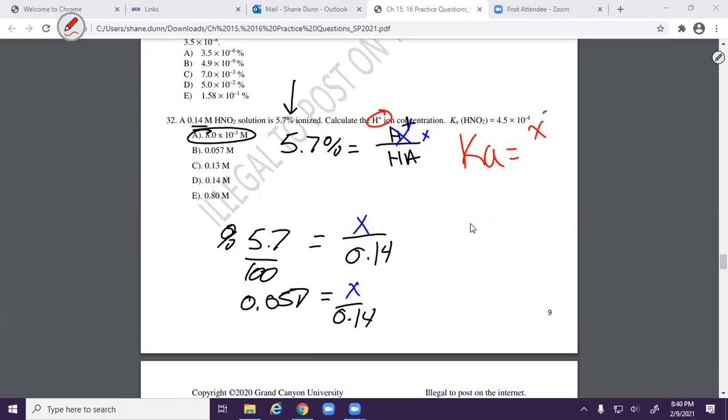Ka is equal to x squared over HA. X squared is the same thing as H, right? Solving for this guy. You already have HA, 0.14. You're given Ka, 5.4 times 10 to the negative 4th. Solve for X. You've done that before, right? The reason this way is harder is because you have to square root something. Does that make sense? Both work. Both give the exact same answers. I checked. Both work.